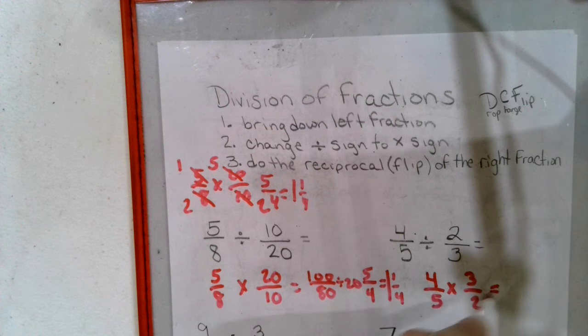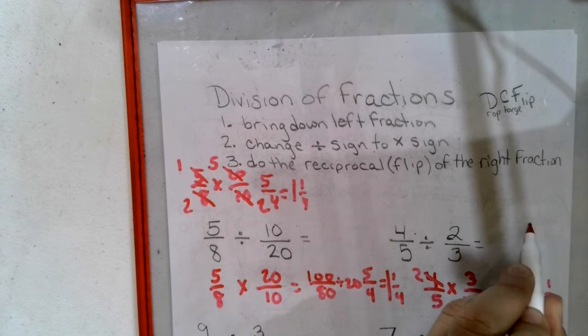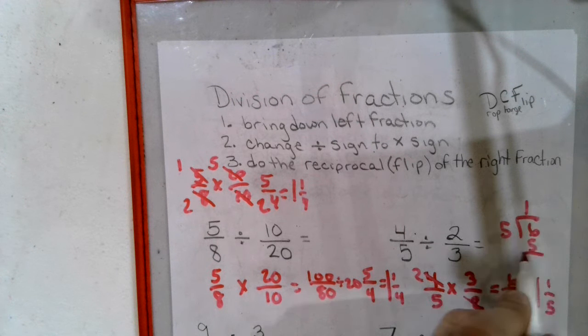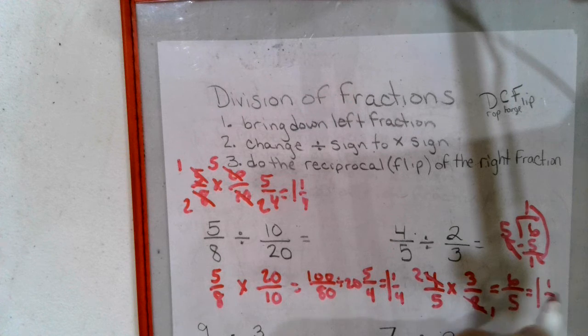We have one set of diagonals in common. 2 goes into 2 once, 2 goes into 4 twice. 2 times 3 is 6, 5 times 1 is 5. 5 goes into 6 one time with 1 left over 5. If you forgot how to do this, this is all I'm doing. 5 goes into 6 once, 1 1/5, which is how I got that answer.